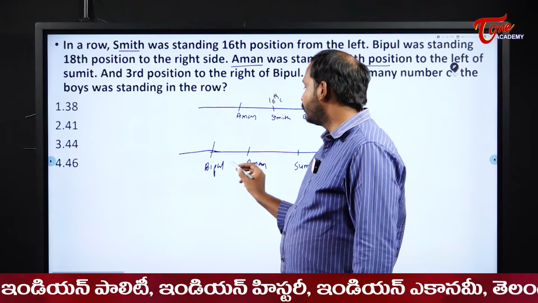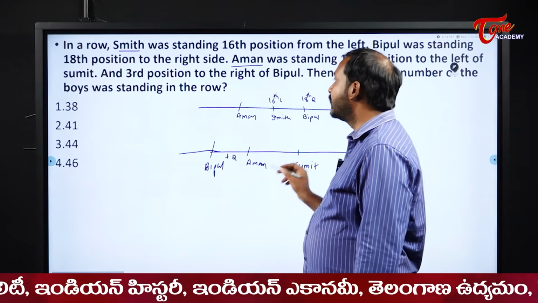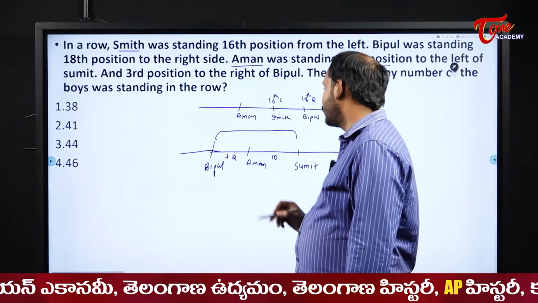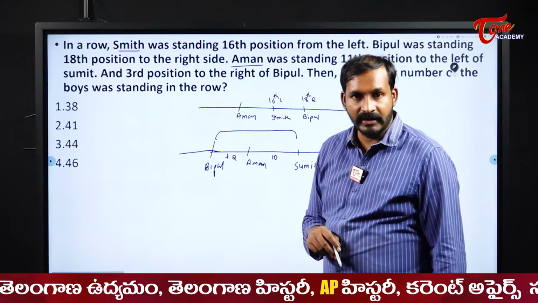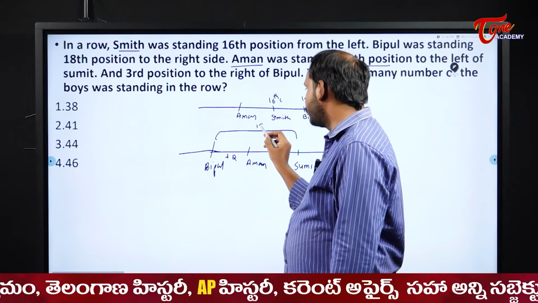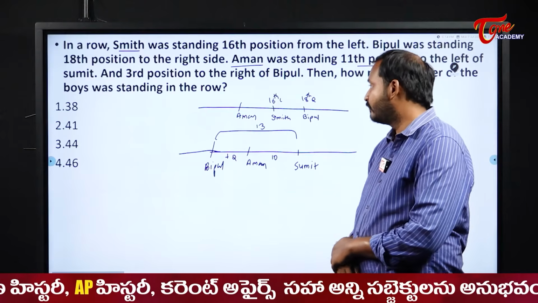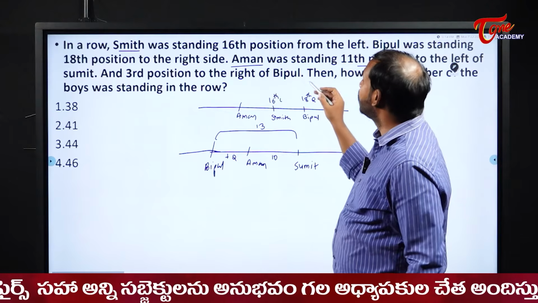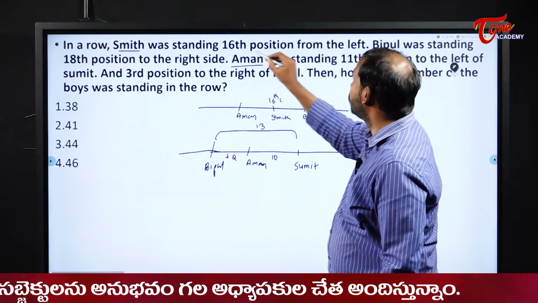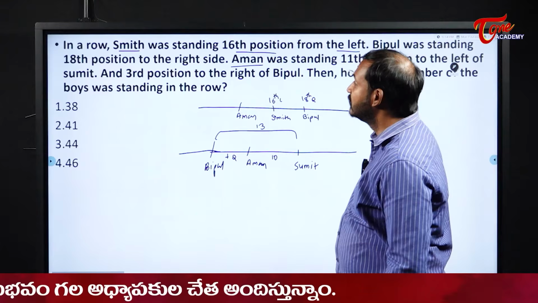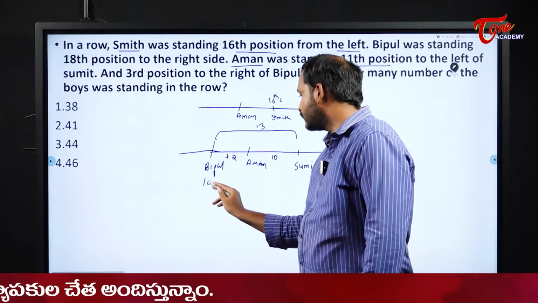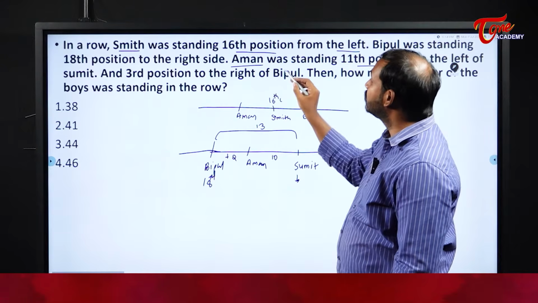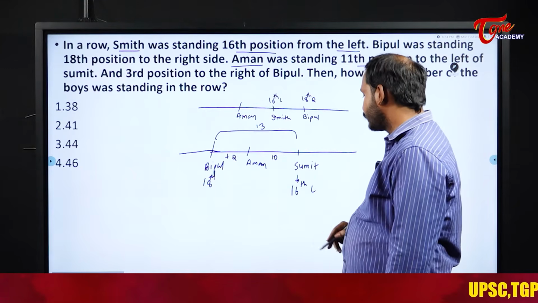Between Bipul and Aman, I will have 2 people. Between Aman and Sumit, I will have how many? 10 people. So between Bipul and Aman, I will have 13 people. Bipul is 18th from the right side. And Sumit is 16th from the left. Bipul was standing 18th position, right? So Bipul is 18th from the right and Sumit, what are they giving? 16th from left.